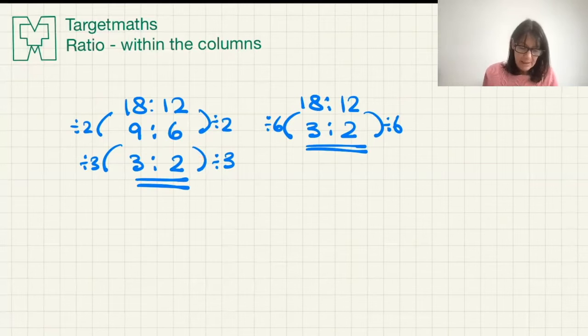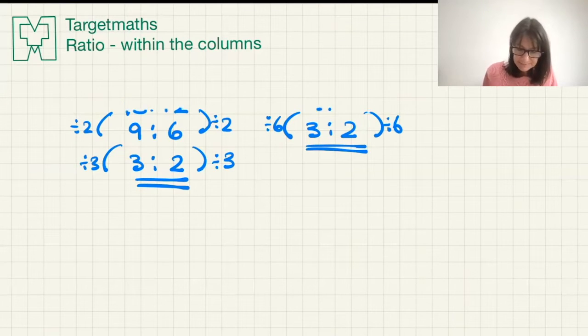So these ratio questions, this style of simplification, I am working in columns, yeah? Everything to do with the 18, I've got in this column, and everything to do with the 12, I've got in this column. So where I've written ratio within the columns, that's what I mean by that title. This type of ratio question I am keeping within the columns I've naturally been given, okay?